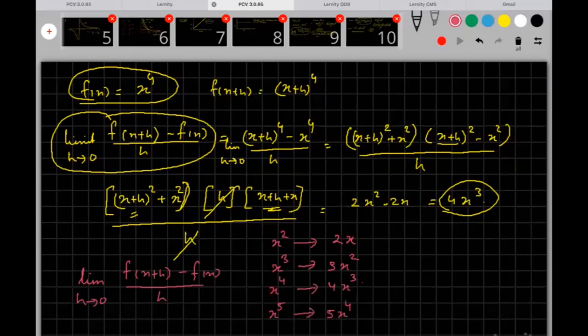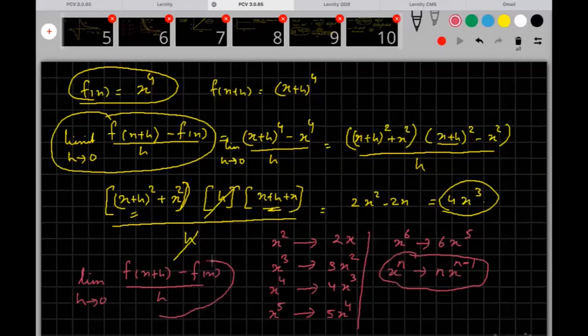5x power 4. If I perform the same operation on x power 6, how much will I get? 6x power 5. If I perform it on x power n, how much will I get? N x power n minus 1. So this is what I will get. Now this operation is what gives you the differential of a function. It's a new name that we are learning, a differential of a function.